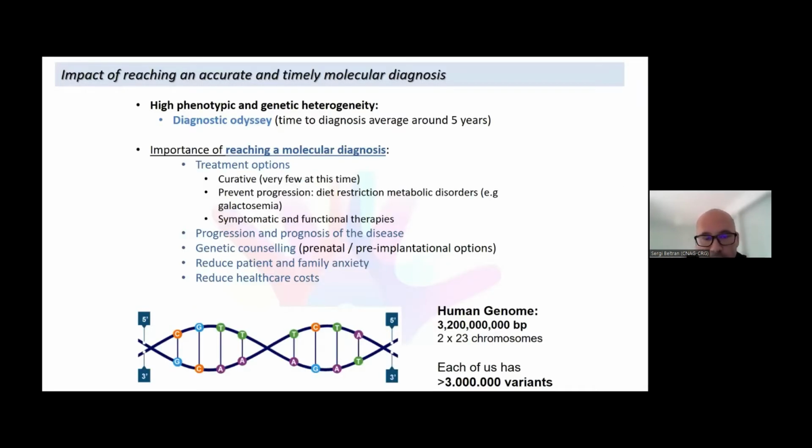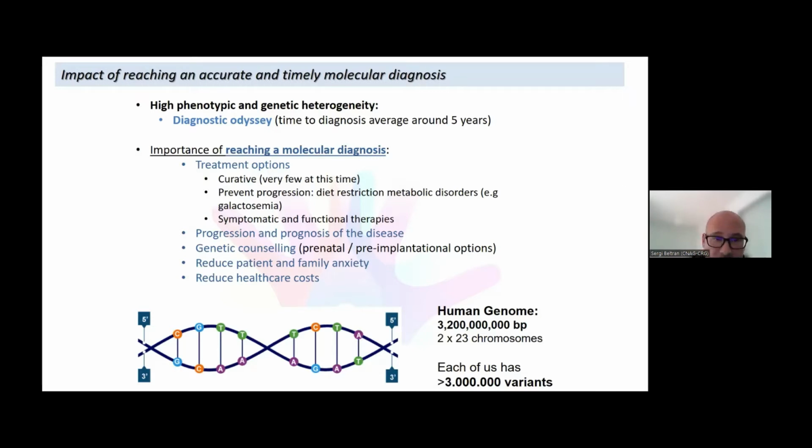I'm going to focus mostly on the diagnosis issue, what in rare disease is called the diagnostic odyssey. On average, a rare disease patient takes about 5 years to be diagnosed. Yes, some of them get diagnosed very quickly, but others are never diagnosed. On average, it is estimated to be around 5 years.